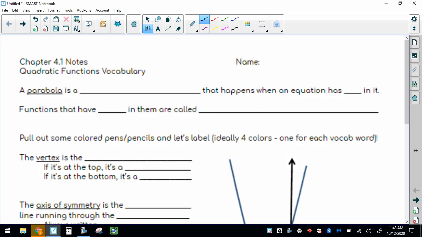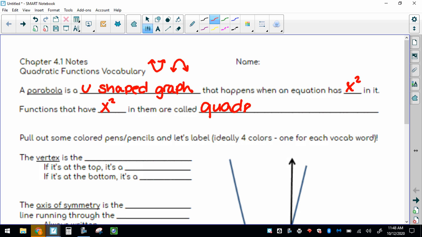For today, we're doing the chapter 4.1 notes, which is over quadratic function vocabulary. All right, a parabola is a U-shaped graph. So it looks either like one of these guys with arrows on the ends, or it looks like these guys, but it's curvy and it only has the one bend in it. And it happens anytime that an equation has x squared in it. Okay? And functions that have x squared in them are called quadratics. So the equation itself is the quadratic, and then the parabola is the shape of the graph. But you can kind of use them interchangeably.